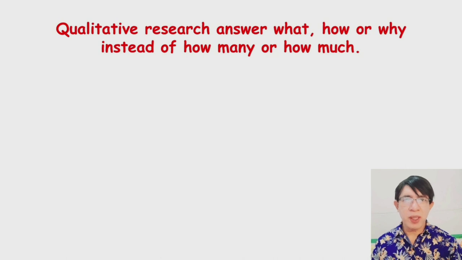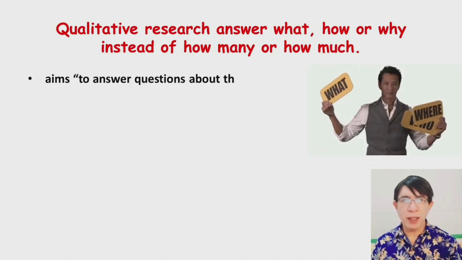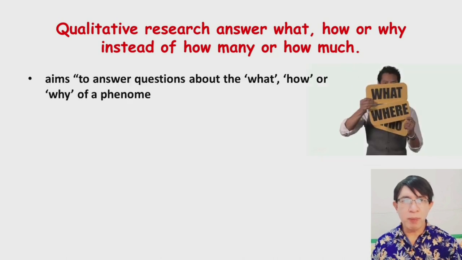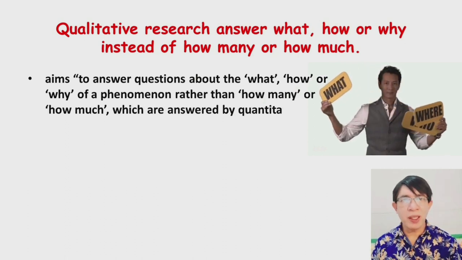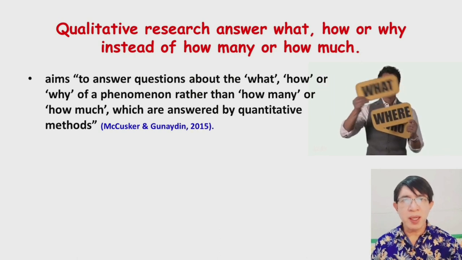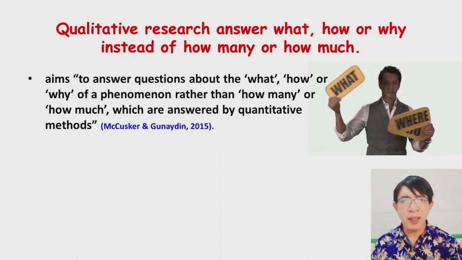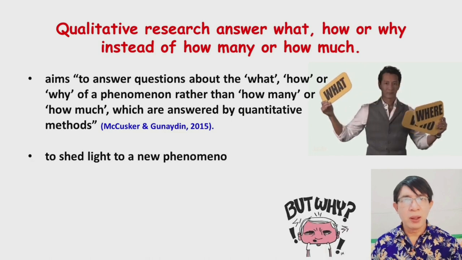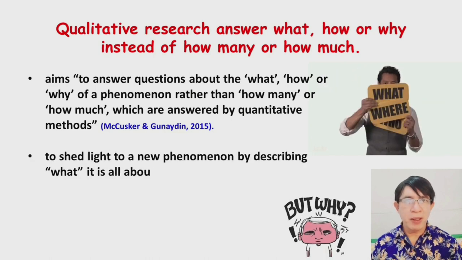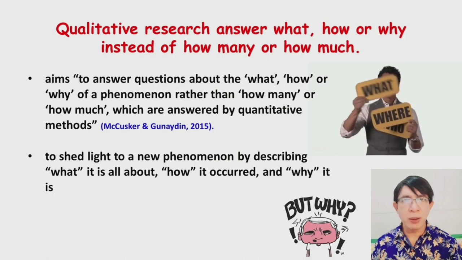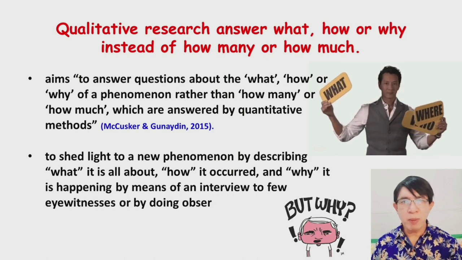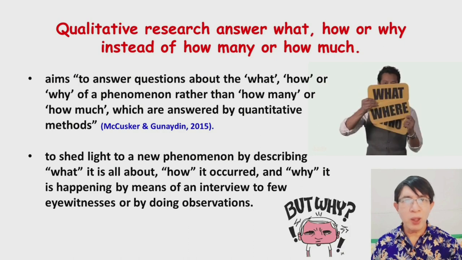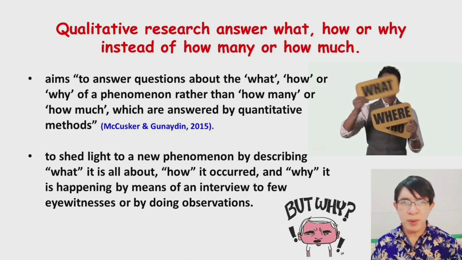Qualitative method aims to answer questions about the what, how, or why of a phenomenon rather than how many or how much, which are answered by quantitative methods. A researcher, for instance, may adopt a qualitative study to shed light to a new phenomenon by describing what it's all about, how it occurred, and why it is happening by means of an interview to few eyewitnesses or by doing observations.